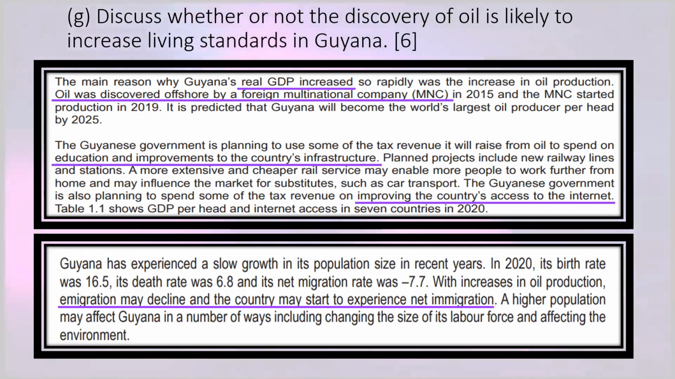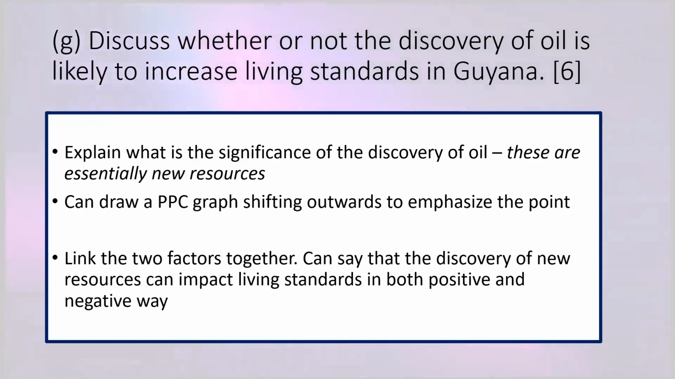Okay. Now, everything I've highlighted here can be used for discovery of oil for increasing living standards. I did not write it out in full, but you can see down here what I'm trying to get at. Okay. First and foremost, you take the main crux of the question, discovery of oil. What is this? This is new resources, your raw materials. Okay. If you want, you can put down a graph just to emphasize and tell the examiner what you are trying to get at. Okay. PPC shifting outward means the production possibilities are increasing.